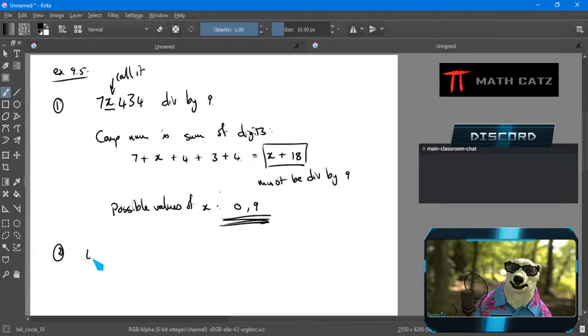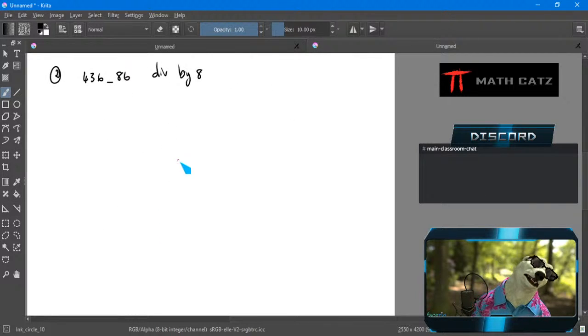The next one is 436 something 86, and it's divisible by 8. Now, the divisibility test for 8 is a completely different story and might require a different approach. In the case for 8, 8 is probably the worst one. It's not, yes, it is faster than looking at the whole big number, but it's not as fast as adding up the digits or looking at a last digit or last couple of digits. Looking at the last 3 is still slowing me down a little bit.